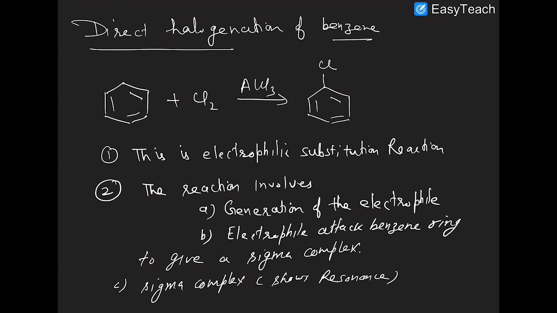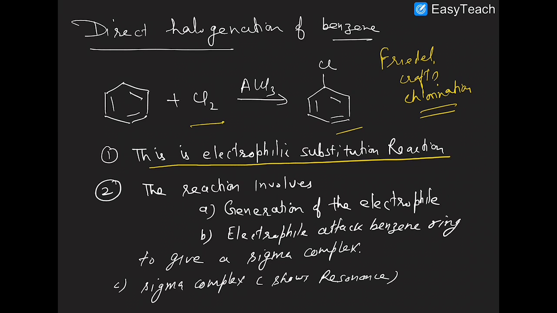Now next is very, very important, that is the direct halogenation of benzene. The direct halogenation of benzene occurs via Friedel-Crafts. This is called Friedel-Crafts chlorination or halogenation. Okay, benzene reacts with chlorine in presence of AlCl3 to give you chlorobenzene. Now when chlorine reacts with AlCl3, halogen gets attached to the benzene ring. Now this is an excellent example of electrophilic substitution reaction.